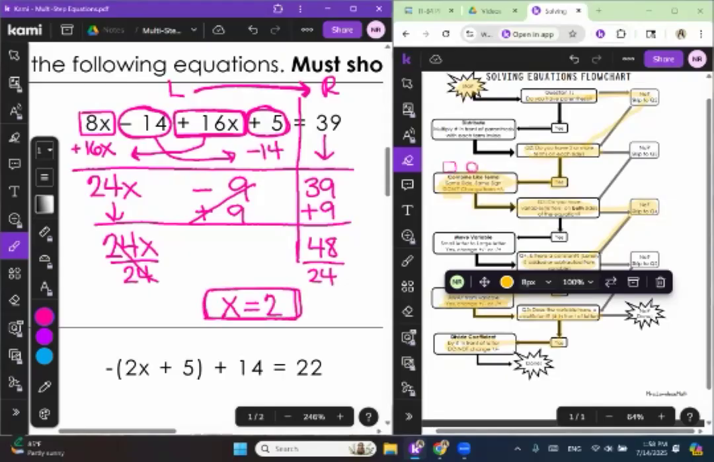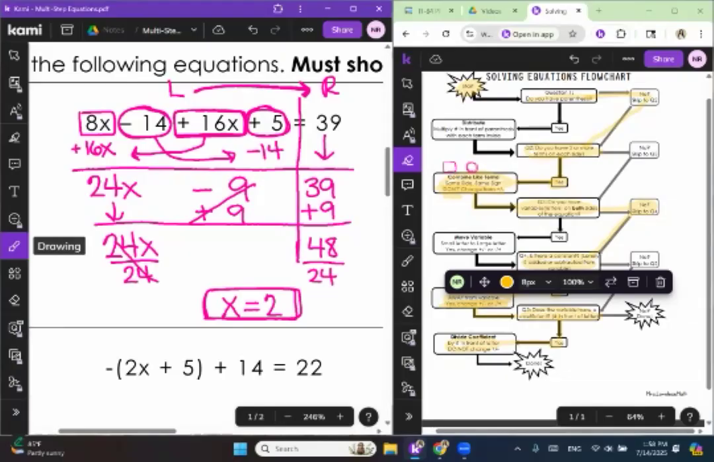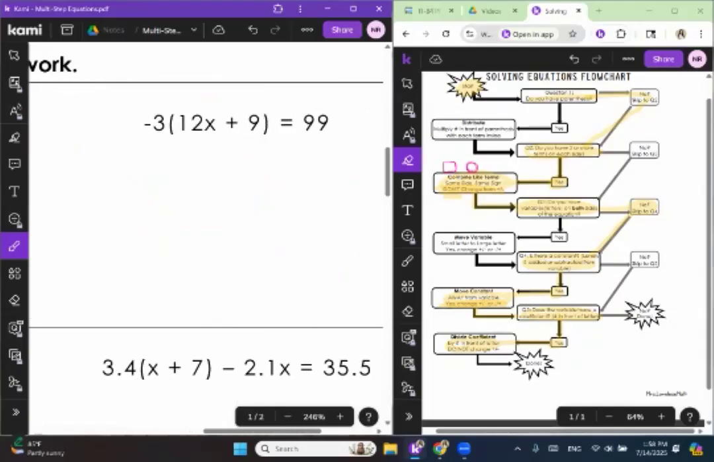There you go. There is my first multi-step equation solved. Yes, there is a lot of steps. So get used to using this flow chart to let you at least get the hang of it before you try to fly solo, okay?